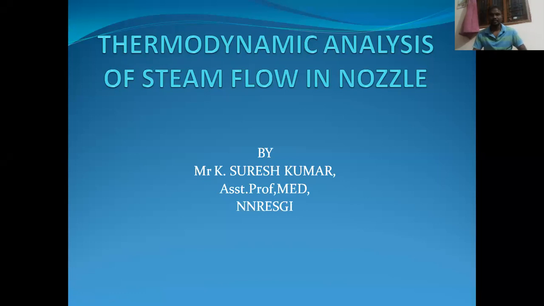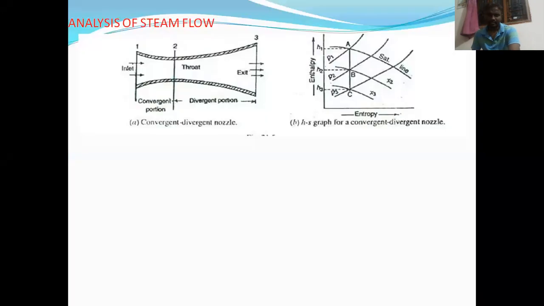In this class, we are going to see thermodynamic analysis of the steam flow through the steam nozzle. Already we know what a nozzle is. A nozzle is a component which we use to increase the speed of the steam from a low level to a high level before going into the turbine. And in this class, we are going to see the thermodynamic analysis of steam when it is flowing through the nozzle.